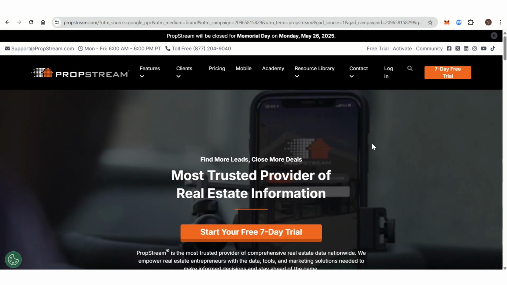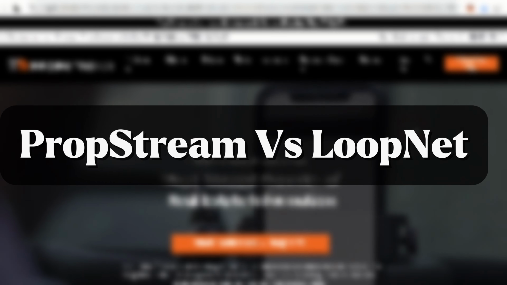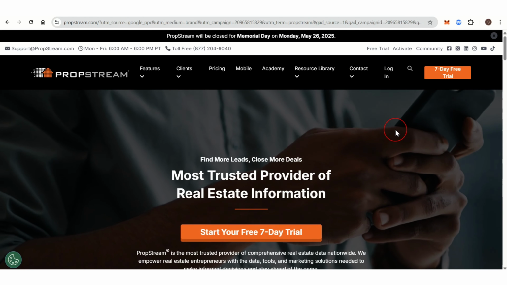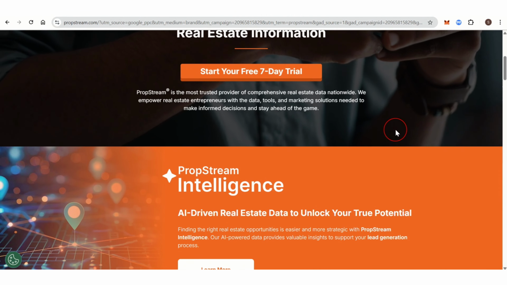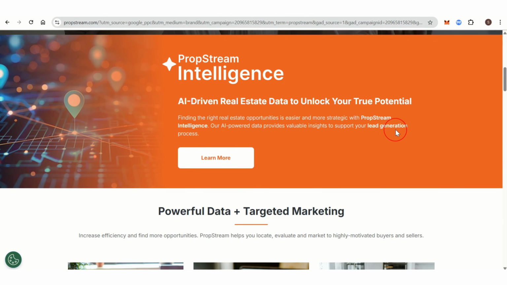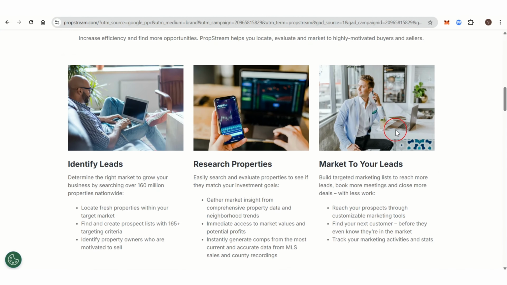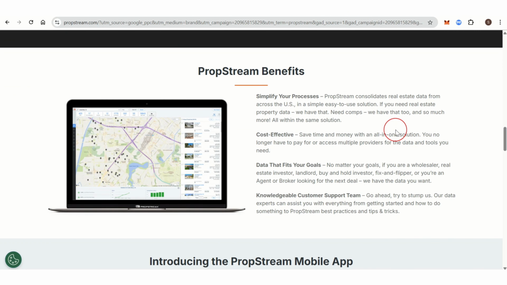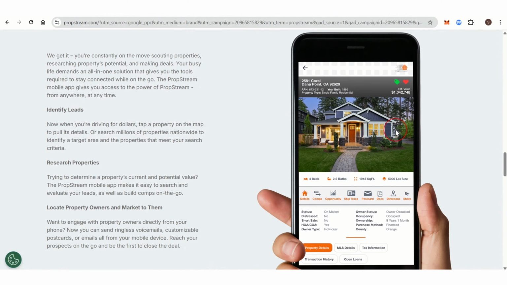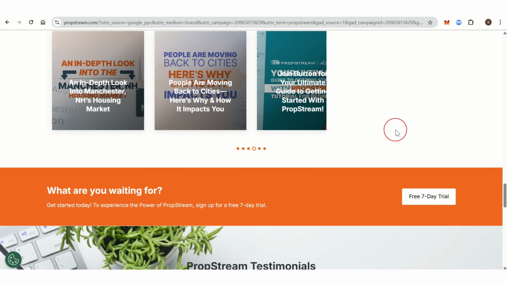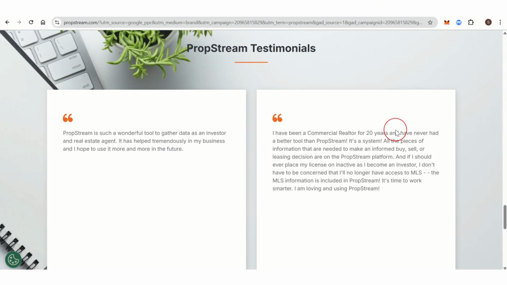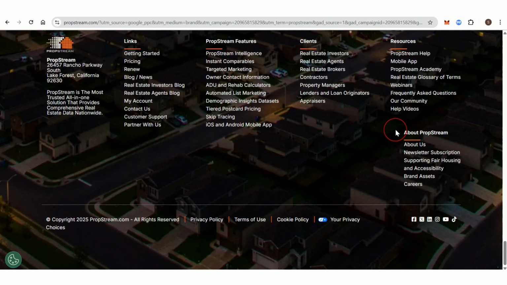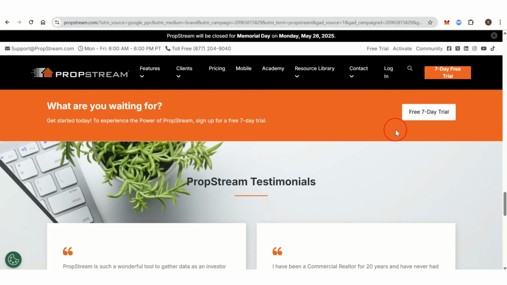In today's video, I am going to show you the difference between PropStream versus LoopNet. PropStream and LoopNet are both prominent platforms in the real estate industry, but they serve distinct purposes and cater to different user needs. The overview of PropStream is that it is a data-rich platform designed for real estate investors, wholesalers, and agents. It provides access to over 160 million properties across the US, combining MLS data, public records, and predictive analytics to assist in property analysis and lead generation.